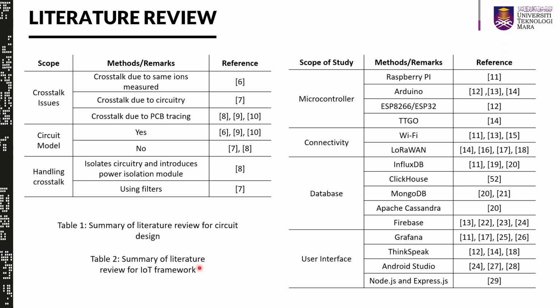This is the literature review. Table 1 shows the summary of the literature review for the circuit design, and Table 2 is for the IoT framework. The scope for the circuit design is crosstalk, circuit model, and how to handle crosstalk. And for the IoT framework, it is the microcontroller, connectivity, database, and the user interface.